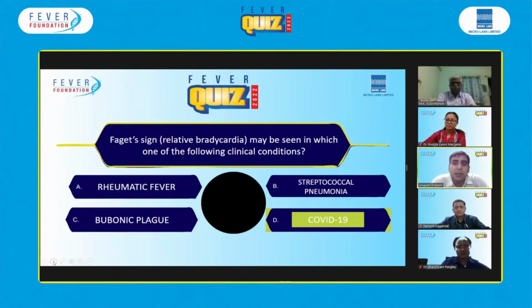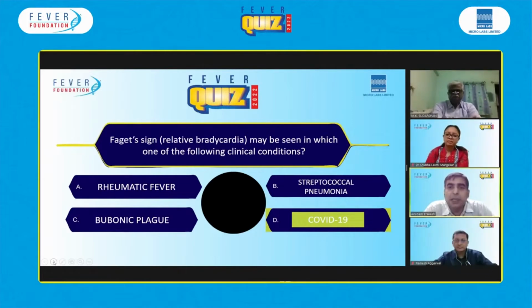When you talk of relative bradycardia, the rise in pulse is not as much as you ordinarily expect when the fever is there. Whenever temperature is high, you expect that the pulse rate will also rise. But in cases of relative bradycardia, or when we say Faget sign is positive, the rise in pulse is less than anticipated for the rise in temperature. So a patient who is having 102 degree Fahrenheit temperature may be having a pulse rate of about 80 or 90 beats per minute. That indicates the pulse should have risen.